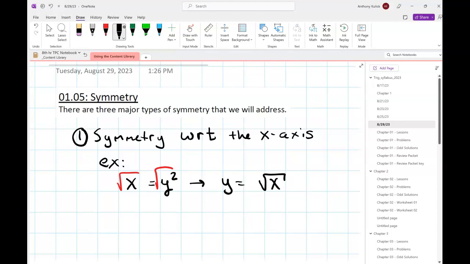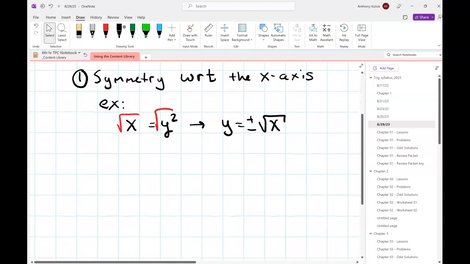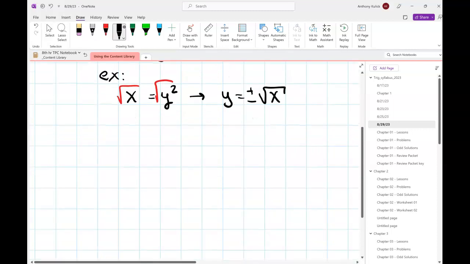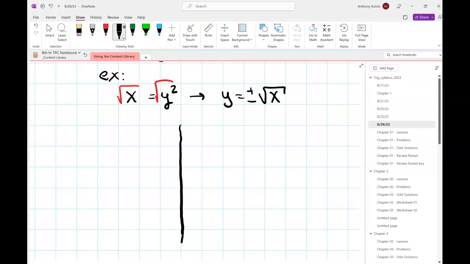There's something wrong with this. Who sees it? Grace. Yes! A plus or minus. Whenever we square root both sides of an equation, it generates a plus or minus. Don't forget that. Right? You will. It's okay. But I'm going to keep reminding you every time it happens. And eventually, you should stop forgetting.